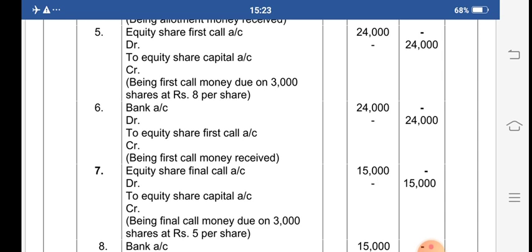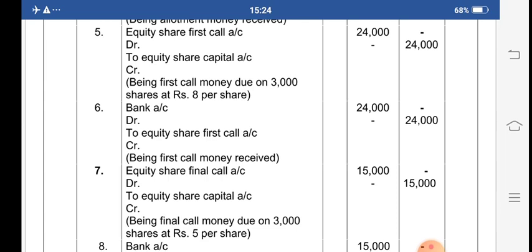Entry 6 is also related to the first call. Bank account debit rupees 24,000 to equity share first call account credit rupees 24,000. It means being first call money received.